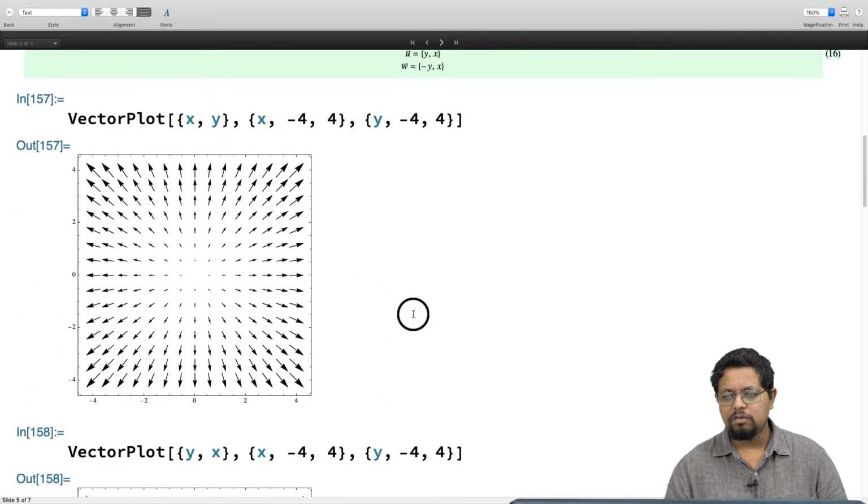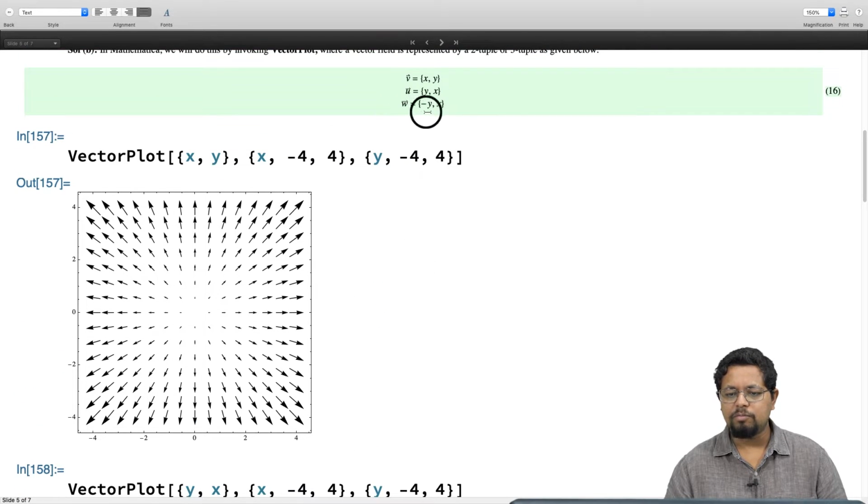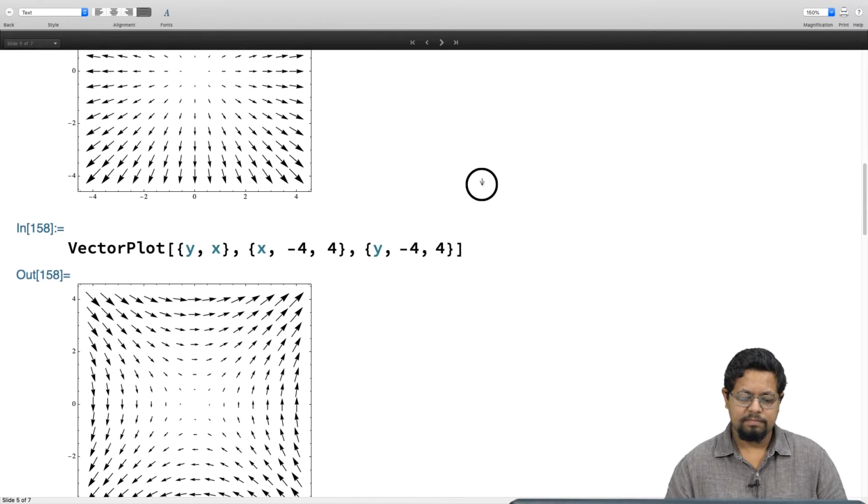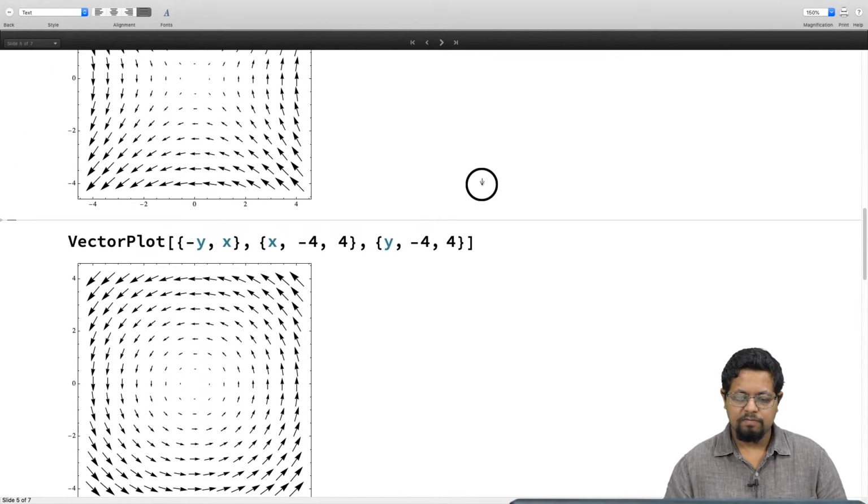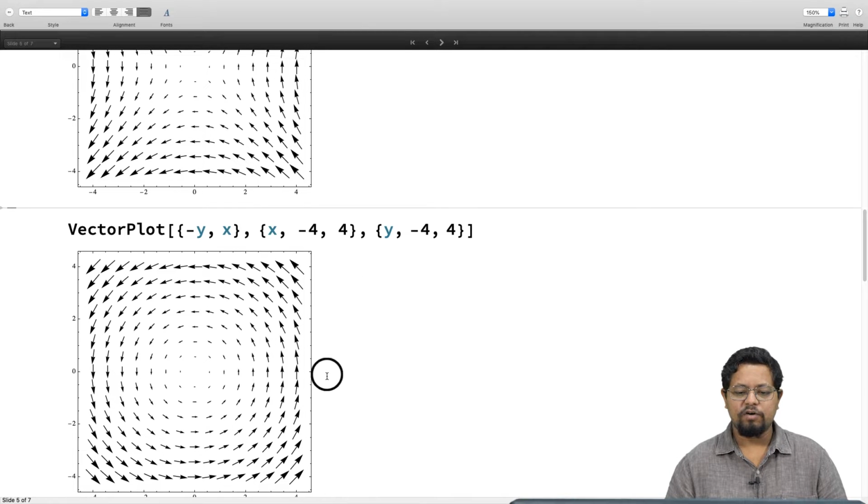Let's go ahead and check out the third example, w equal to minus y comma x. For this vector field, there is a clear sense of rotation. When I make a plot of this, I get something like this. There is a clear sense of rotation. If you make a small volume, you will see there is a sense of rotation in the counterclockwise direction. But there is no net flow in or net flow out, therefore there is no divergence.